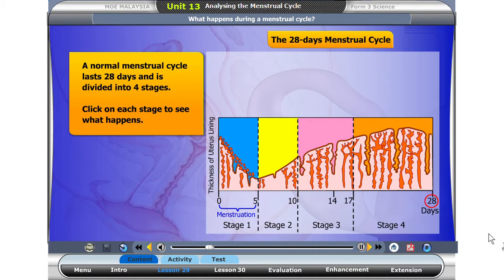A normal menstrual cycle lasts 28 days. The menstrual cycle is divided into 4 stages. The menstrual cycle is represented in this diagram, showing the thickness of the uterus lining at 4 stages. Examine each stage of the menstrual cycle to know what happens during each stage. Click on the stages of the menstrual cycle to see what happens.